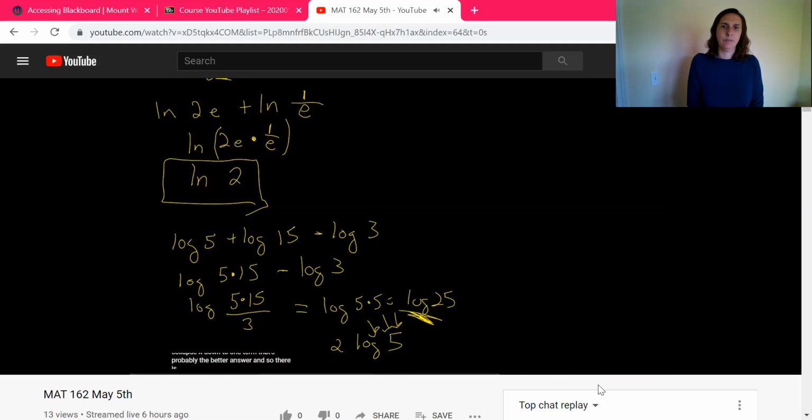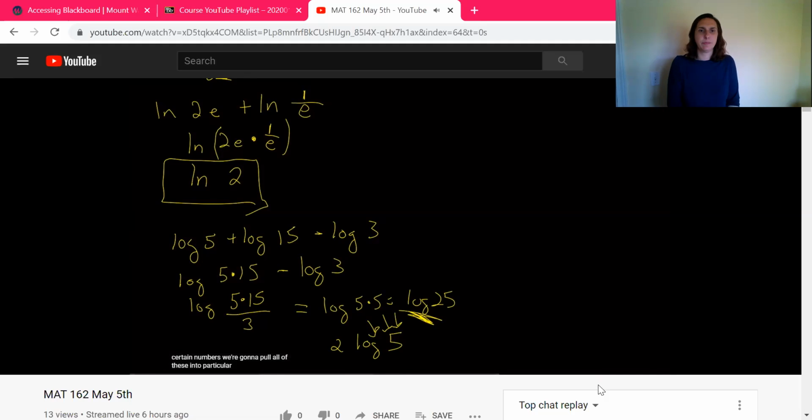And so there is an algebra we do with these things. There are properties of logarithms that let us do algebra with them. And they actually help us when we work with our particular models that we're going to get out of these. But let's look at the algebra that comes about from these. So we've been doing them with certain numbers. We're going to pull all of these into particular models, but let's first work on the algebra of this.